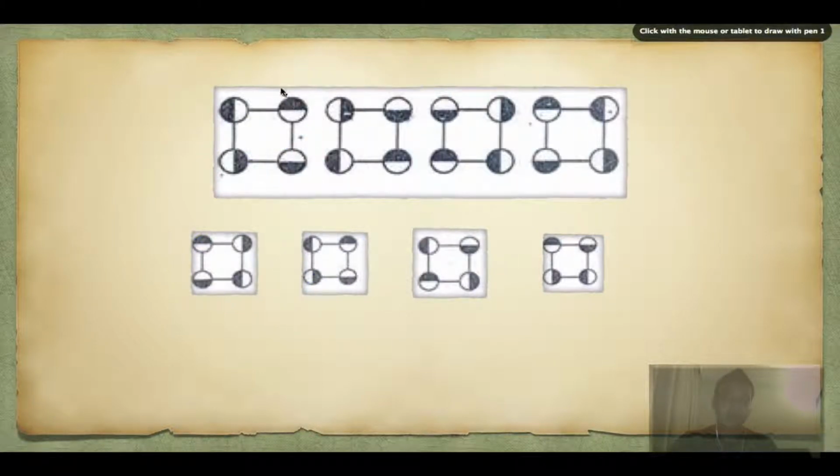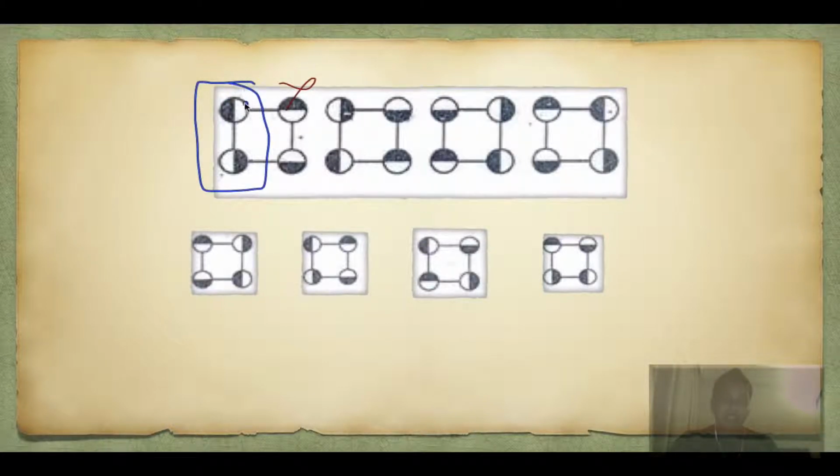I'll make it again. No need to focus here. You can focus here also, it doesn't matter. But even if you focus here, see, it will not change sides, it will just change its own ways. So this comes here and this comes here.